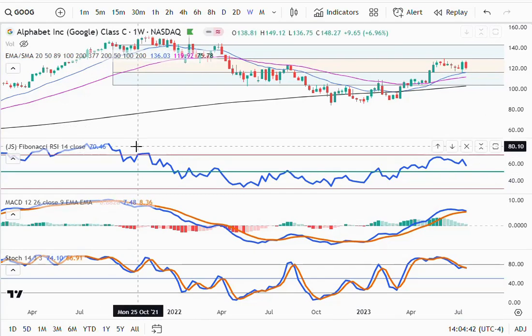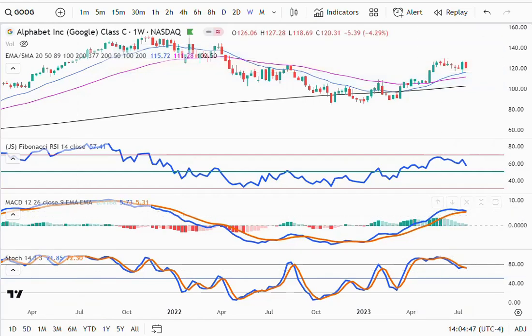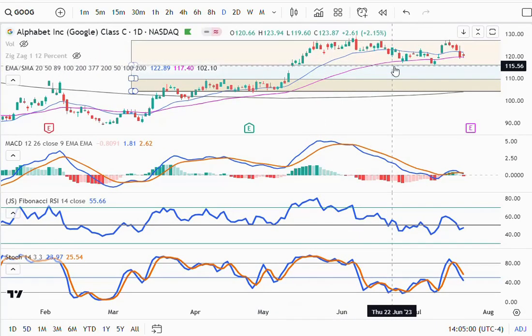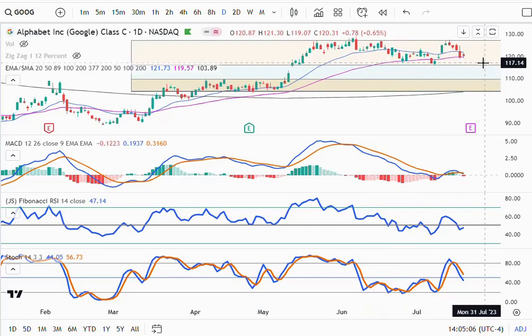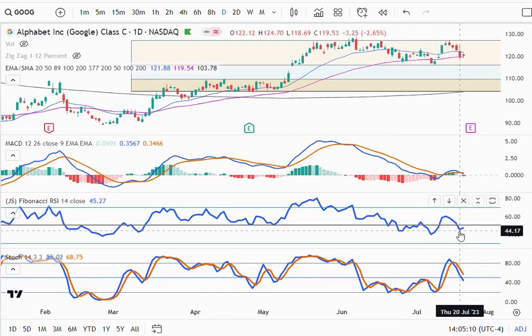If I bring in the weekly moving averages, let me just hide the levels. You can clearly see that the price is above the weekly 20 and 50 as well as the 200-day moving averages. So everything seems fine on a weekly basis, but I am seeing some kind of consolidation on a daily basis. I wouldn't say that the price action is negative. Momentum indicators are neutral to negative, I would say.